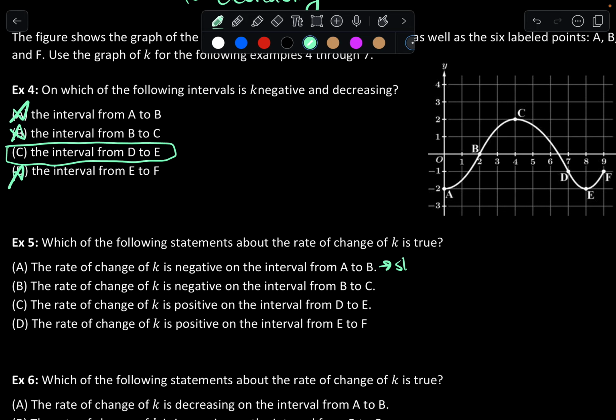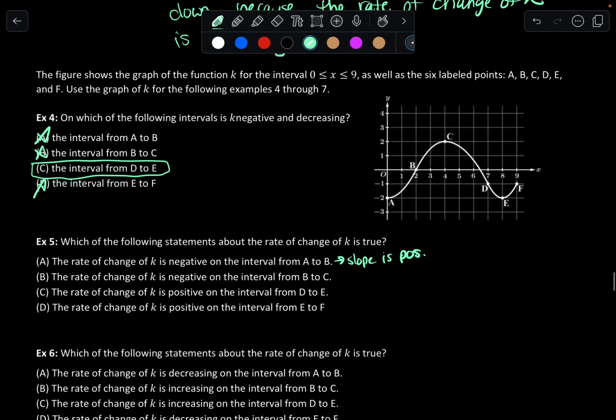But from A to B, the slope is positive. It's going up. Therefore, this statement is not true. Part B, the rate of change of k is negative on the interval from B to C. Again, B to C, the function is increasing, so the slope is positive, and that does not align with this statement. So B is not correct either.